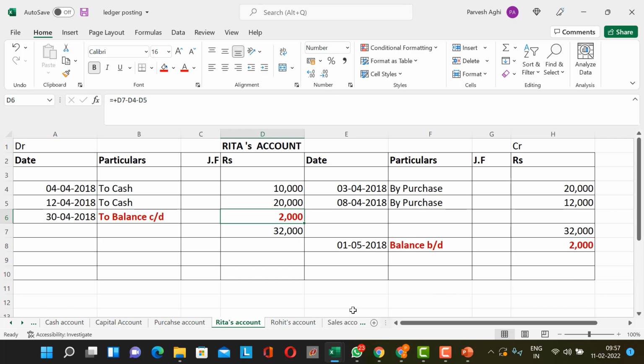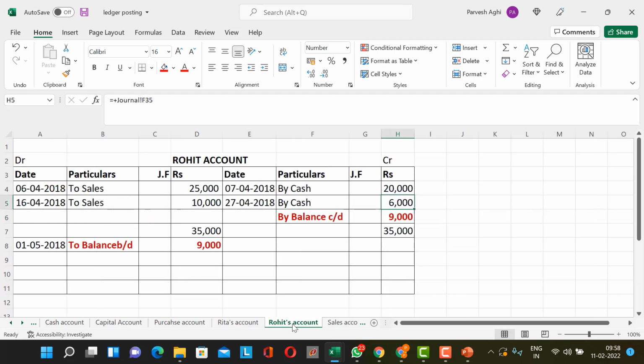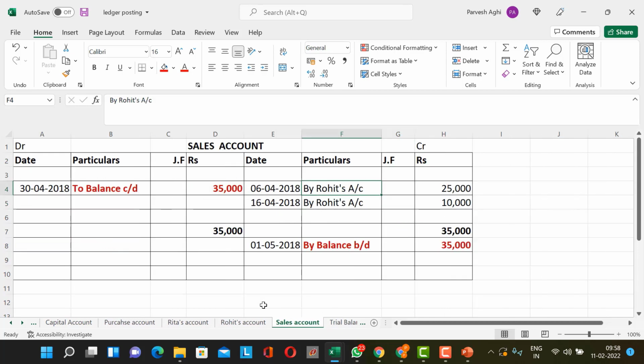Yes, sir. Okay. Then we come to Rohit, the customer. Now, rather we should look first at the sales. So I'm just putting it sales first. Now, how much sale? You want to know what is my sale for the month of April?